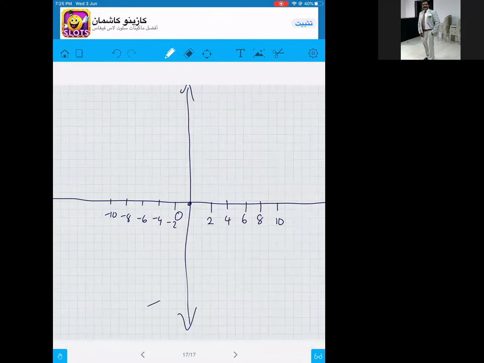Then here, this is 1, 2, 3, 4, 5, 6. Okay, but we need to accommodate all these values.